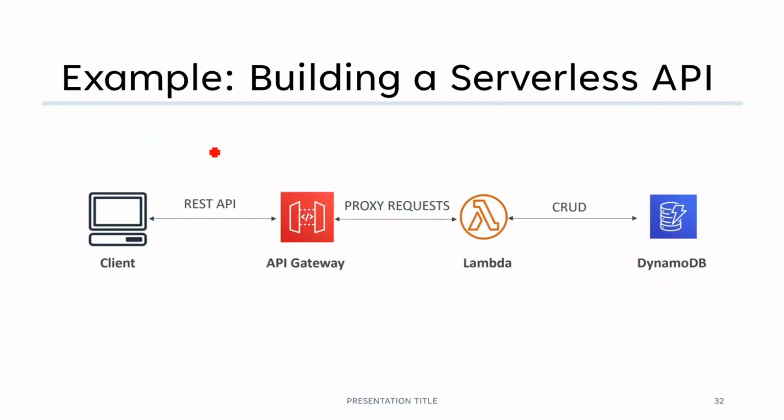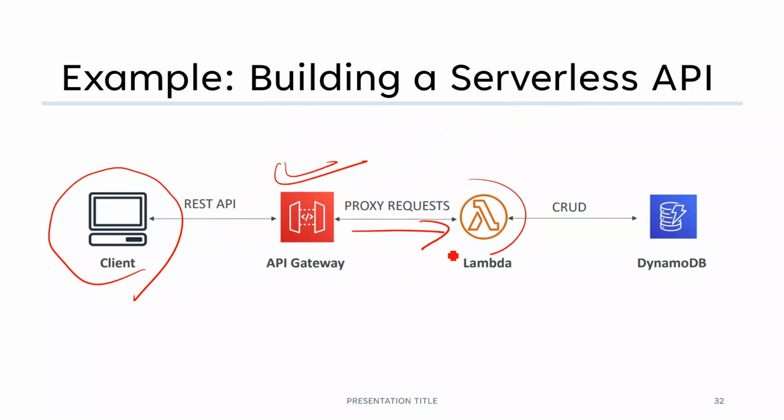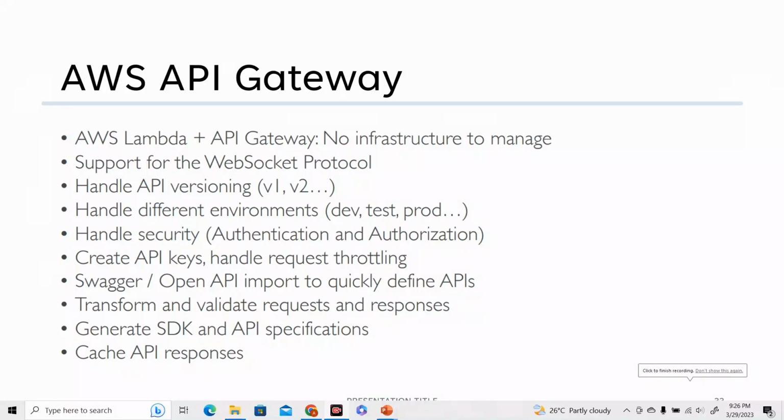Now, an example of building a serverless API. There is a client, there is a REST API, right? And it goes through an API Gateway. Your API Gateway proxies the request to a Lambda function, and the Lambda function does some CRUD operations, create, read, update and delete, on your DynamoDB table. Simple example, simple architecture.